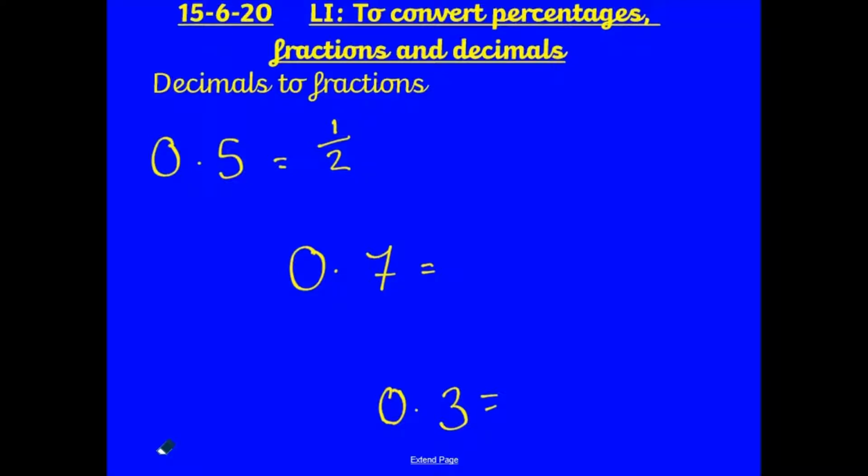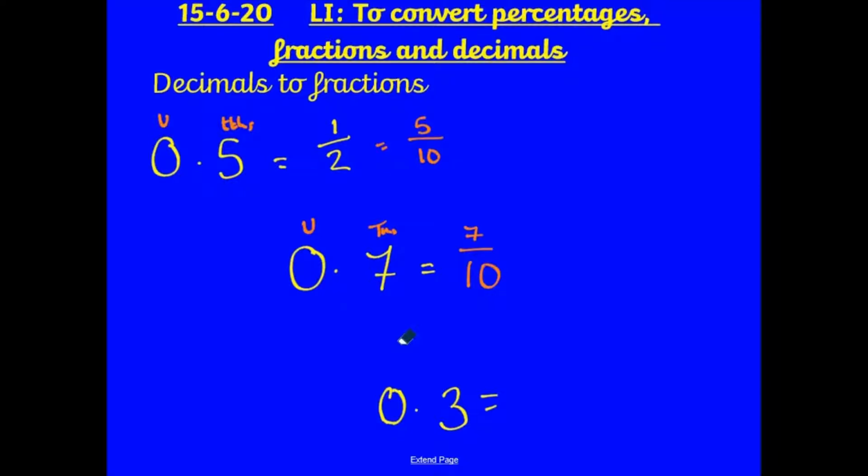Now then, 0.7, what is that as a fraction? Well, a way to think about this is if you think you've got units, and then you've got your tenths, okay, here, you have got 7 tenths. That is 7 over 10. It's the same as the first one here. You've got your units and your tenths. You've got 5 tenths. I have just simplified it down to 1/2 because 0.5 is a half. So it's 5 tenths.